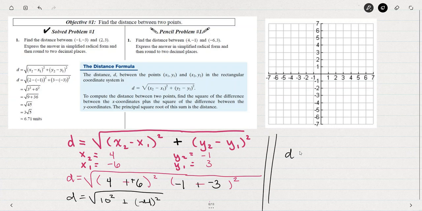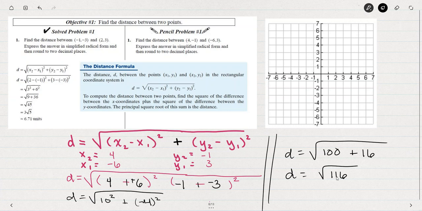So it looks like the distance is the square root of 100 plus 16, or the square root of 116. And that's it. That's the distance formula. Now, we could sometimes simplify this, and we can certainly find the approximation on a calculator also.